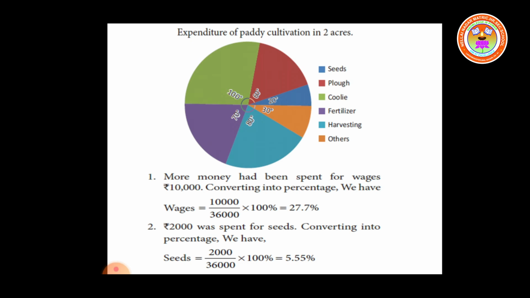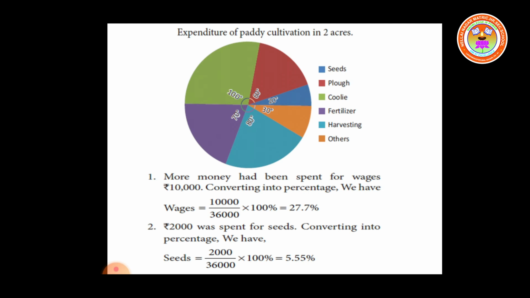Okay, then the first question is, find the percentage of the head in which more money had been spent. What is the question? Find the percentage of the head in which more money had been spent. In which more money was spent? 10,000 for wages. So 10,000 by 36,000 total value into 100. So it will give 27.7%.